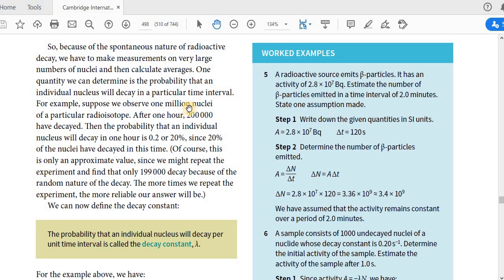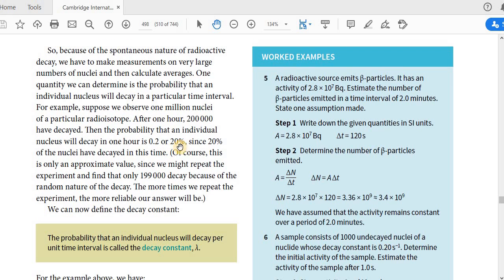So we have 1 million, and out of that 200,000 decayed. If you divide this number by 1 million, you get 0.2, and if you convert to a percentage, 20%. So if in 1 hour, out of 1 million nuclei of a particular radioisotope, 200,000 decay, then the probability that an individual nucleus will decay in 1 hour is 0.2 or 20%, since 20% of the nuclei have decayed in this time. That means out of 100, 20 will decay in 1 hour.